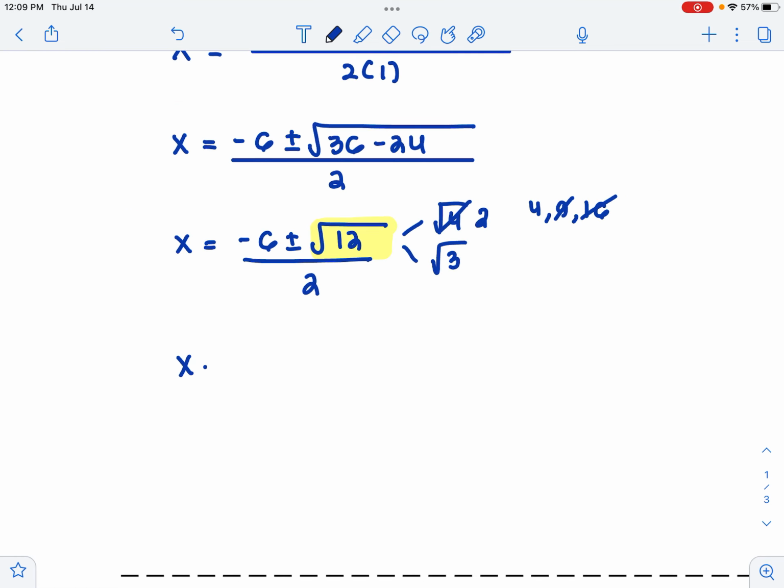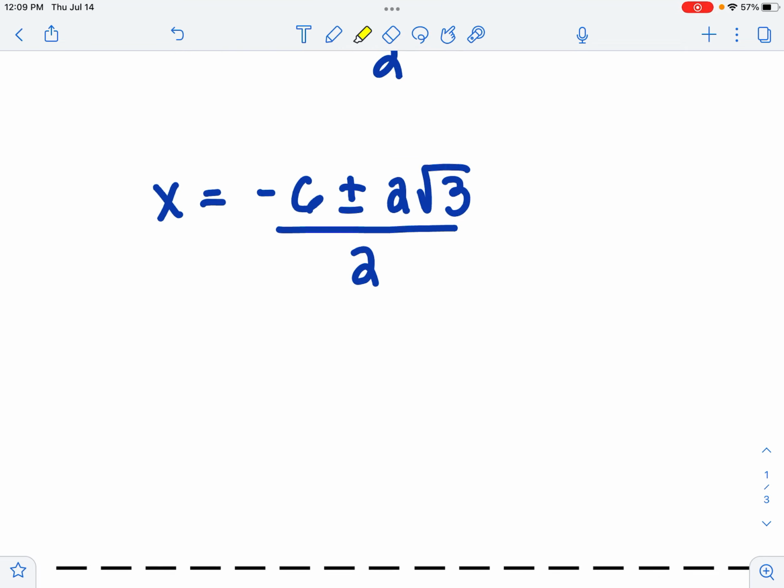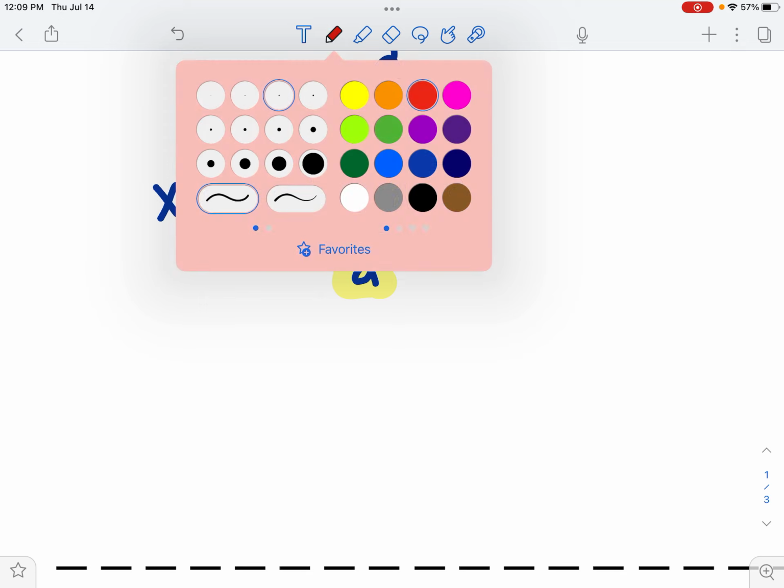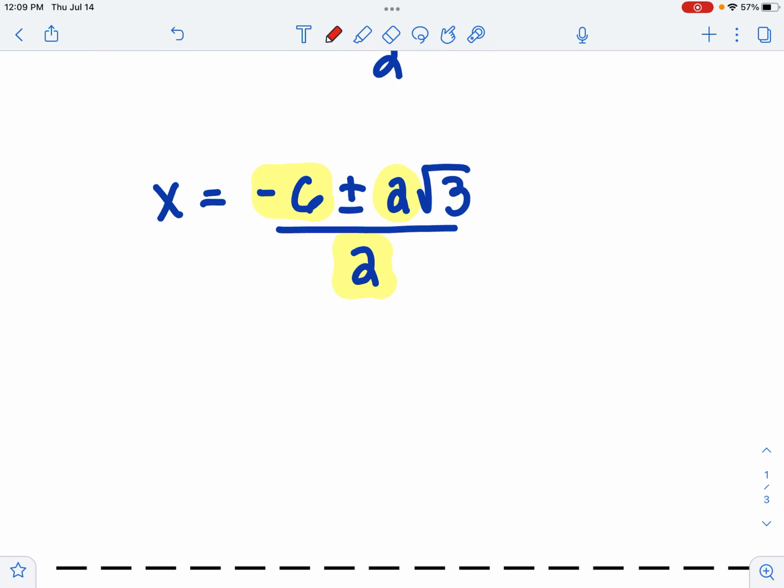So I have x equals negative 6 plus or minus, I'm going to change the root 12 to a 2 root 3, all over 2. Last but not least, I'm going to see if it's furthermore simplifiable. If not, I'm done. I box my answers. So to do that, I'm going to look at these 3 numbers, and I'm going to see if all 3 of them are divisible by the same thing. And they are. They're all divisible by 2. So 2 goes into itself once, 2 goes into itself once, 2 goes into negative 6, negative 3 times.